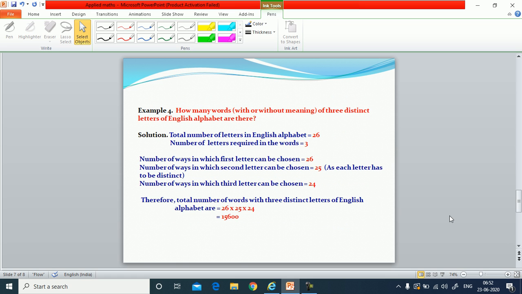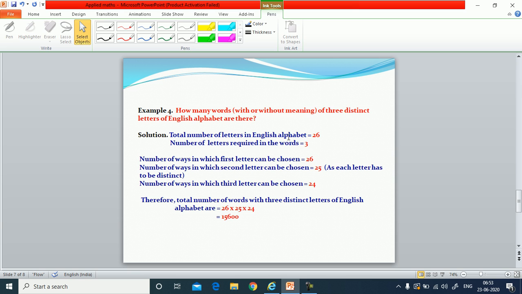See how beautifully the fundamental principle of counting tells us the total number of possible ways in which a certain thing can be attempted. Now see the fourth one. It says how many words, with or without meaning, of three distinct letters of the English alphabet are there. So with or without meaning they are saying because you have to make a word consisting of three letters. It doesn't matter whether it is meaningful or meaningless. So that restriction is not there. And keep in mind you need to use all three distinct letters.